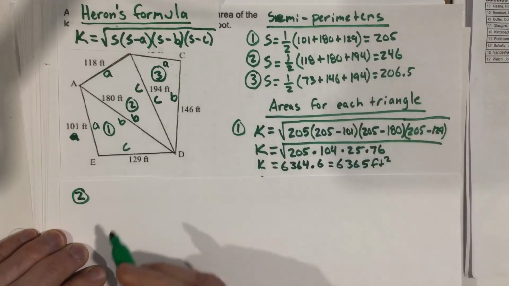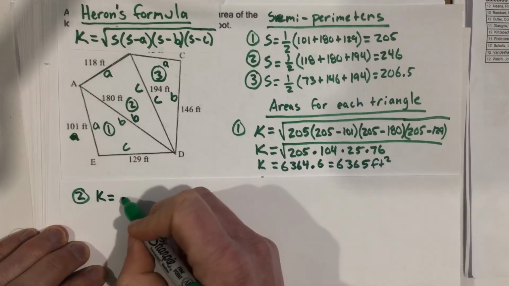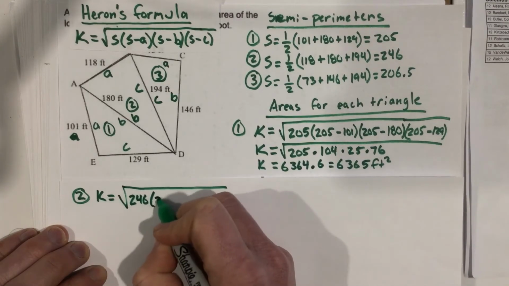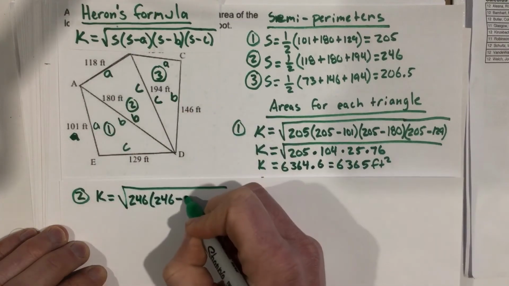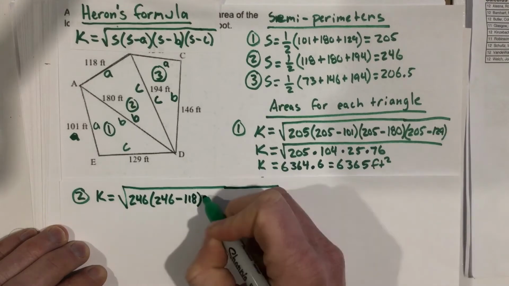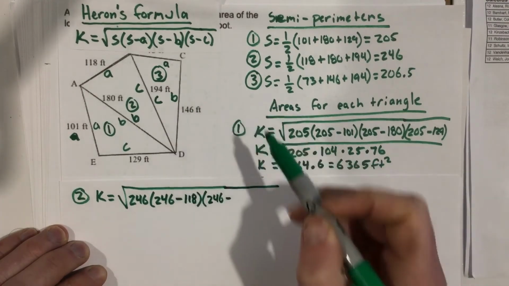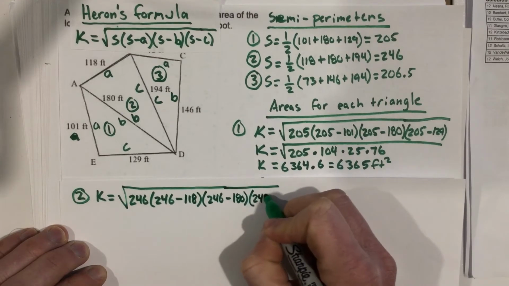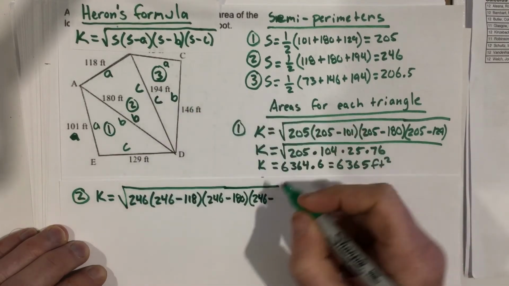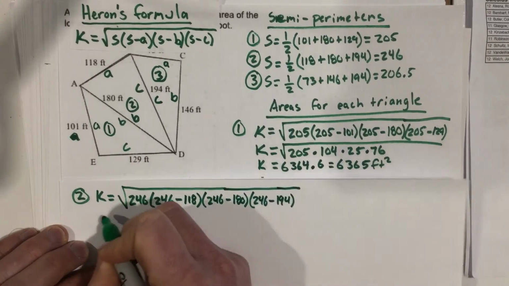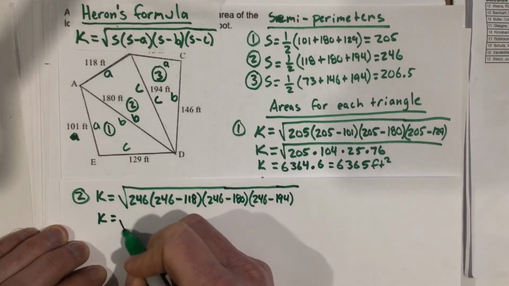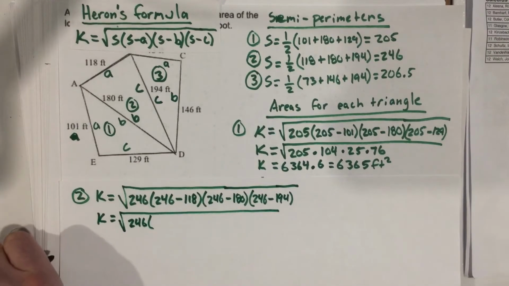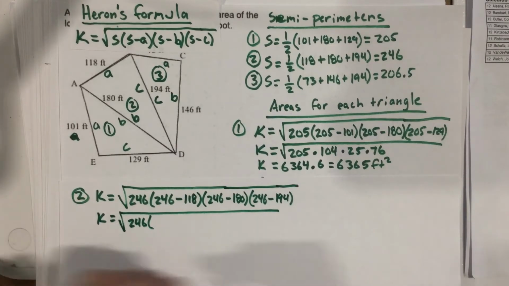Triangle 2, we know S is 246 here. So we're going to say that this is K equals root, and we're going to have 246 for S. 246 minus A is 118 for this triangle. 246 minus B, which is 180. And 246 minus C, which is the 194. So we simplify that a little bit, and we get root 246 times 246 minus 118, 128.